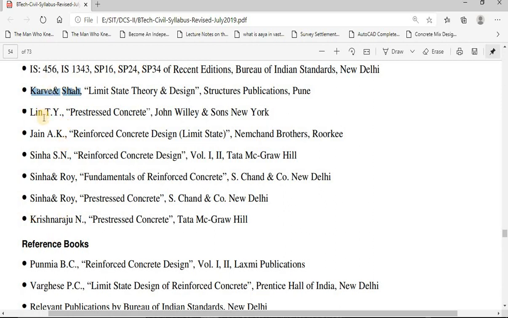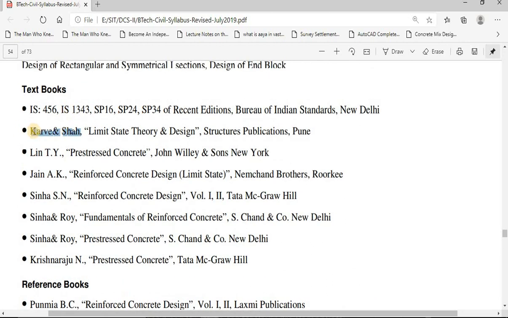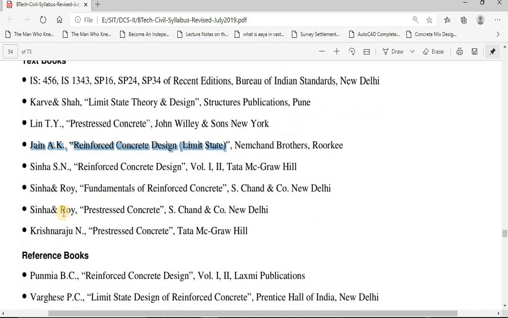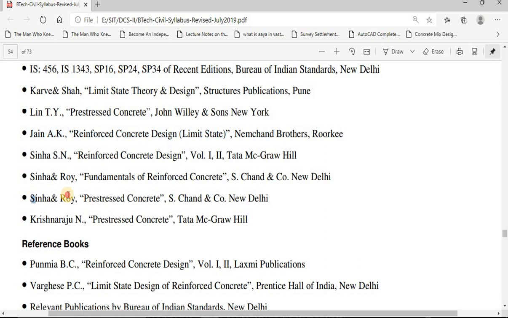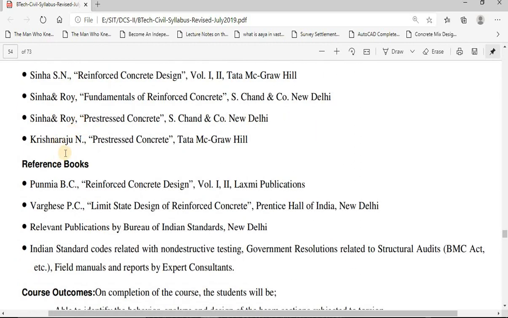Again, I will briefly tell you about the reference books. Mainly I am going to refer to Karve and Shah, Jain A.K. Reinforced Concrete Structures, Sinha and Roy, Pre-stressed Concrete, S. Chand Publications, and Krishnaraju, Pre-stressed Concrete. So mainly these four textbooks I am going to refer to. You can refer to other textbooks also; they are also very good for understanding. These are recommended books, and the reference books are given over here.